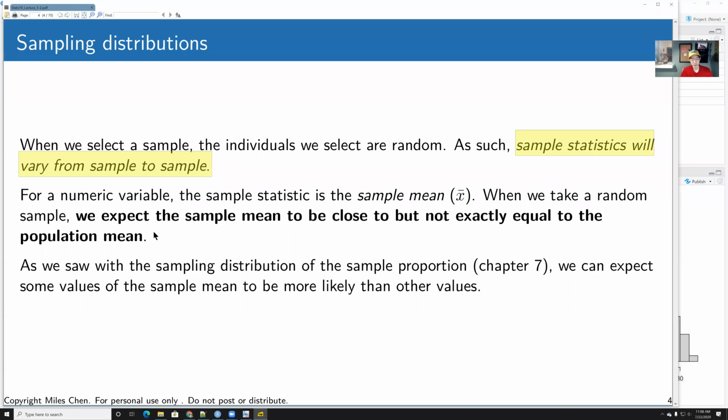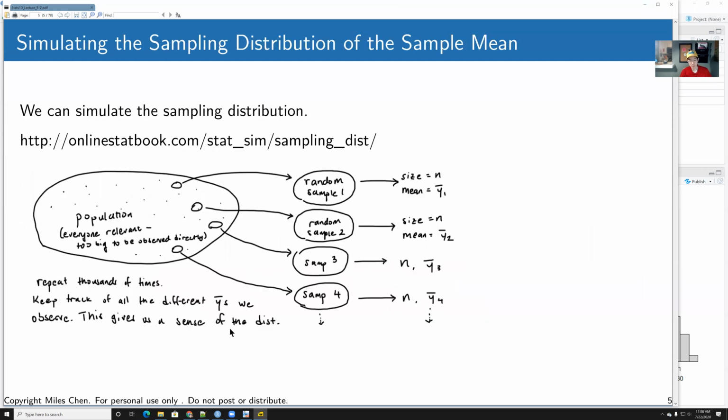Just like when we were dealing with proportions, when you take a sample, we expect the sample proportion to be close to, but not exactly equal to, the population proportion. The same idea applies to the mean. So we're going to look at the sampling distribution of the sample mean. In chapter 7, we had the sampling distribution of the sample proportion, and today we will look at the sampling distribution of the sample mean. Some sample means will be more likely than others.